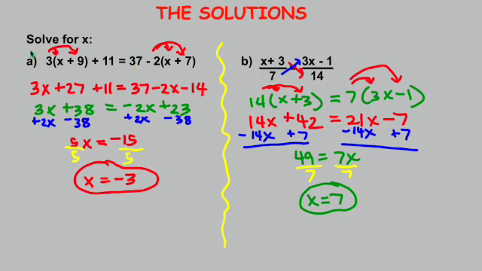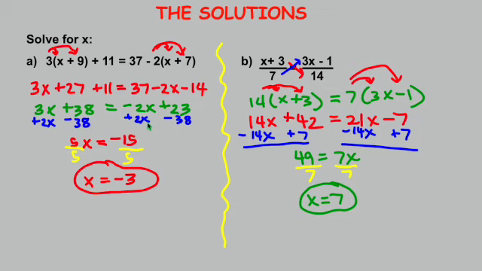On the one on the left-hand side, we're going to distribute first. So 3 times x and 3 times 9 would be 3x plus 27. Keep the 11 alone. Remember, we're not going to take 37 minus 2. We need to multiply first. So negative 2 times both terms inside the parentheses would be negative 2x and a minus 14. Then from here, we're going to combine 27 and 11 together to get 38. And 37 minus 14 would be 23.